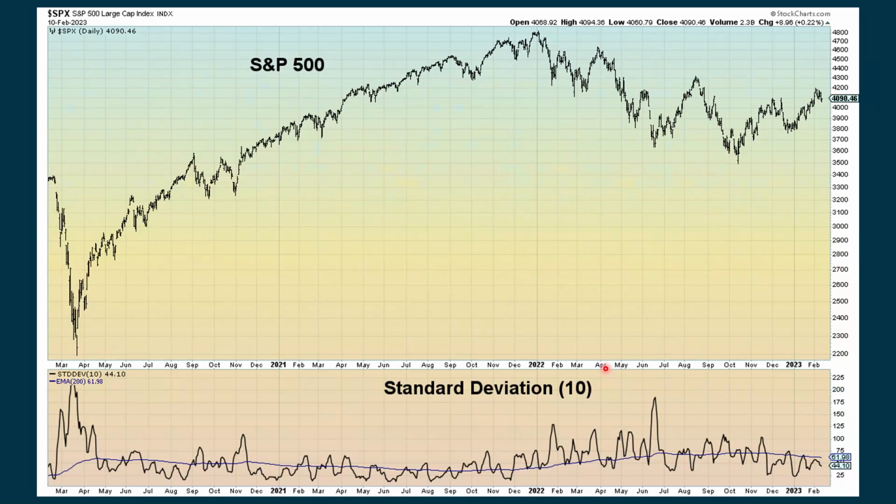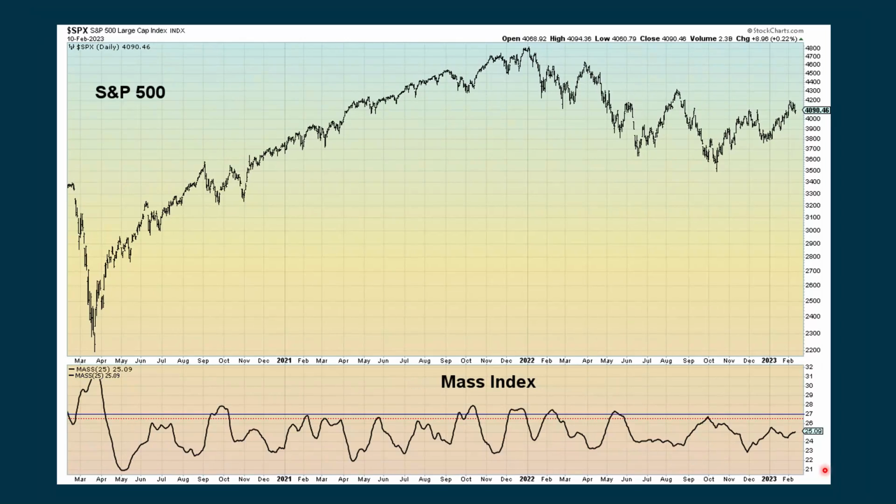Standard deviation, how far are we away from the standard or average price? We're not seeing a real drastic change in our standard deviation chart. The mass index is not generating a signal right now. We only get excited when it comes up around this dashed red line and the solid blue line.